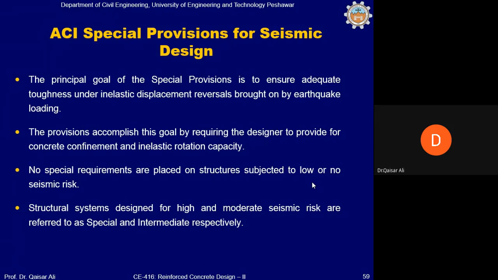Over and above this design, there are some recommendations and provisions of the ACI code, and all these provisions and recommendations of the ACI code have one objective, and the objective is that the connections shall be efficient enough to dissipate all the energy imparted to the structure by earthquake action. So these connections must be properly detailed.